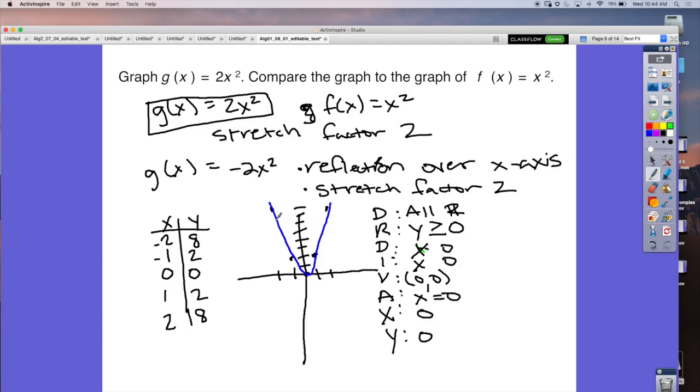Okay, so let's look at this. Going from left to right, I'm going down. So it's decreasing when x is less than 0. So that means that this graph is increasing when x is greater than 0.